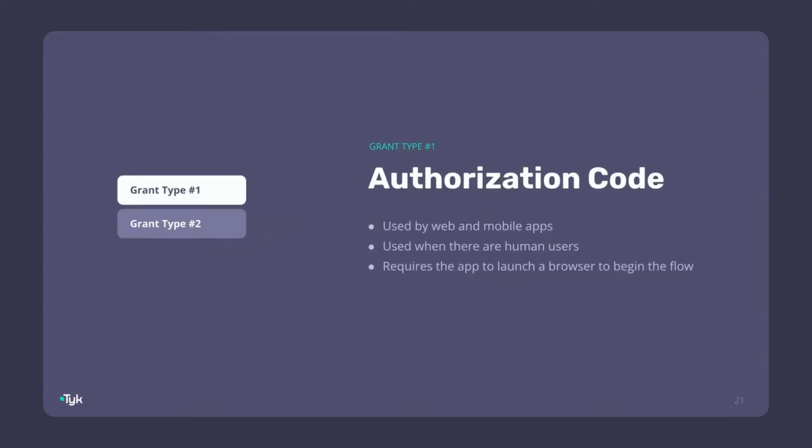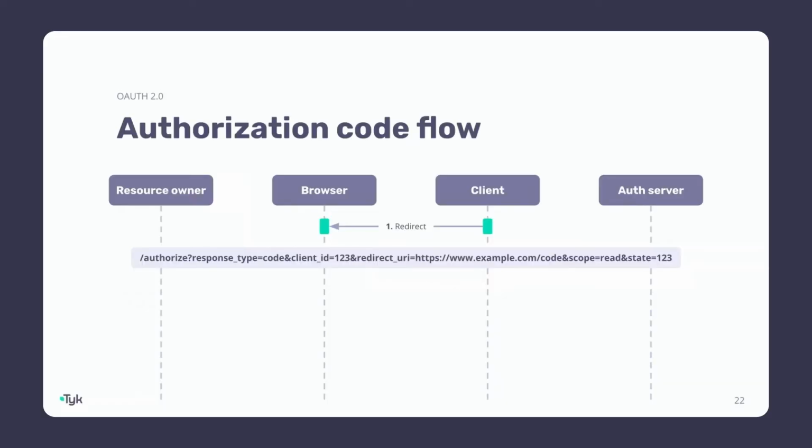Hopefully that is straightforward enough. Now, as far as grant types go, there are 4 different grant types that exist. We're going to be looking at the 2 most popular ones at the moment, starting off with authorization code, also known as auth code. Auth code is used by web and mobile applications, typically when there are human users involved. It also requires the app to launch a browser to begin the authorization flow. And we'll see this shortly.